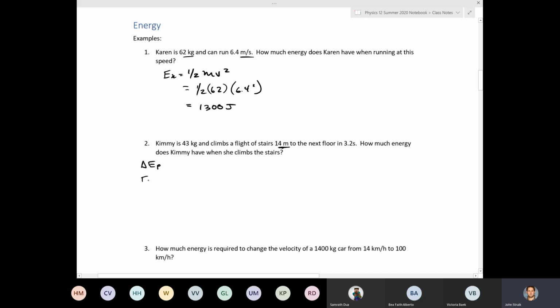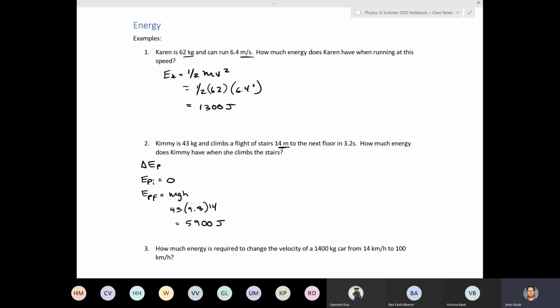Her EP initial, she's on the ground level, so it's 0, and then her EP final is whatever her mgh is on the second floor. In terms of this one, it's just asking how much energy does she have, so we don't have to do the work. All we have to do is plug this in. So 43 times 9.8 times 14, which is 5,900 joules. So that's how much energy she has on the next floor.